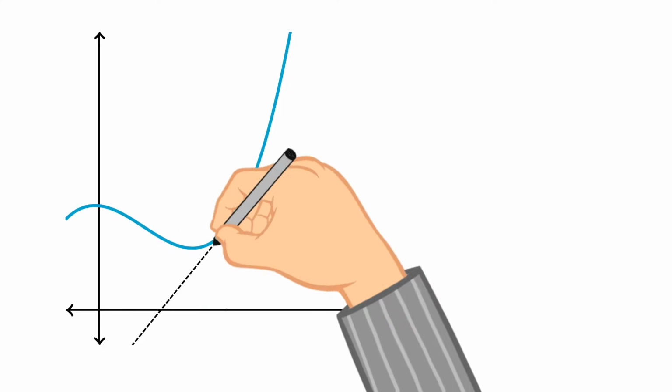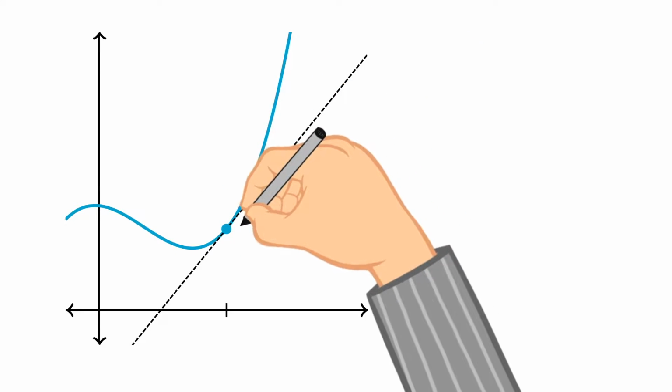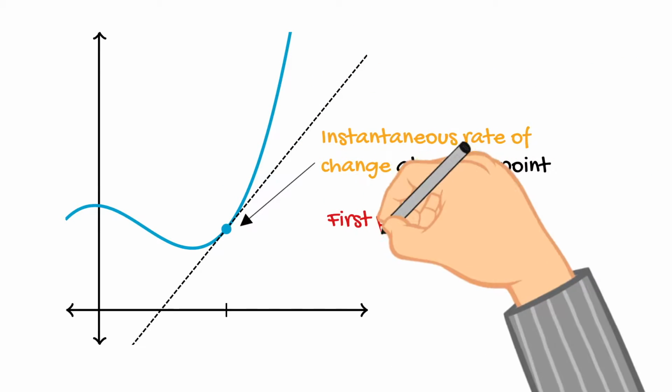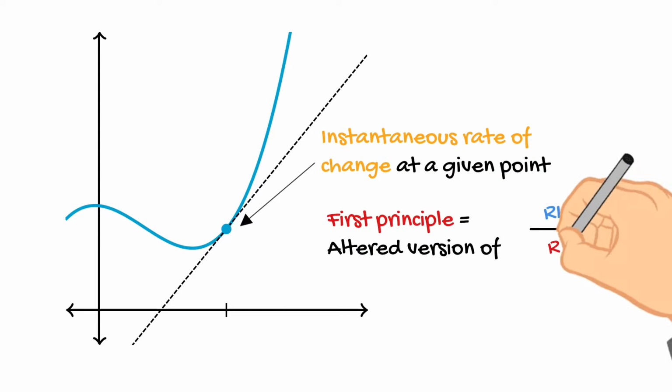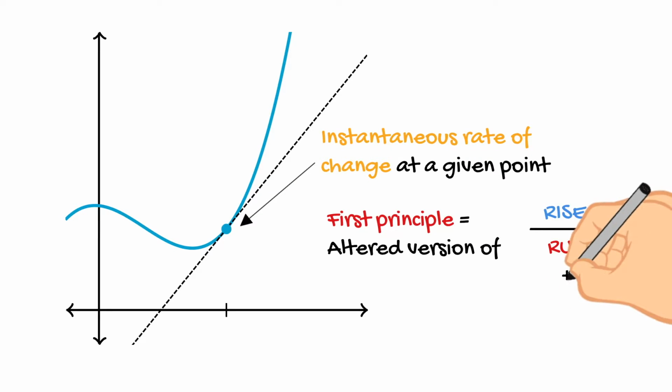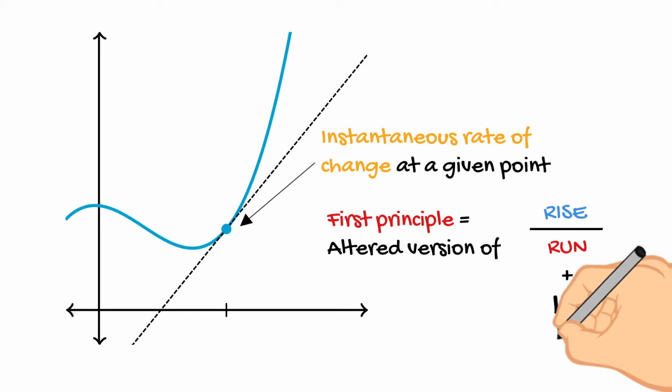As we know from our last video, the derivative is just the instantaneous rate of change at a given point, and the first principle is just an altered version of the slope formula. The only difference between the two is that the derivative is over a very small change in x, which is why we add the limit as h approaches 0. So let's try and derive a simpler rule to calculate the derivative of all positive polynomial functions.